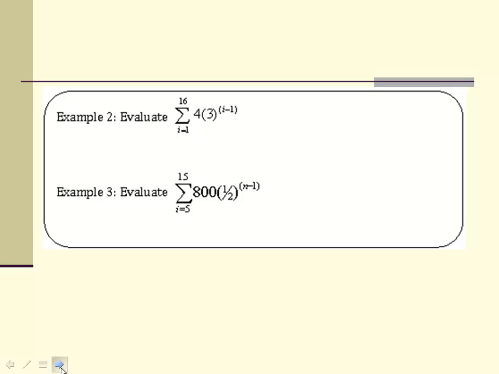Now, if you look at this, the question is, do you want to start up at 1 and then go all the way to 16? You could find all 16 terms and add them together, but you would be wasting your time. So let's talk about formula. This 4 is my a sub 1. This 3 is my r. 16 is my n because that's as far as I want to go.